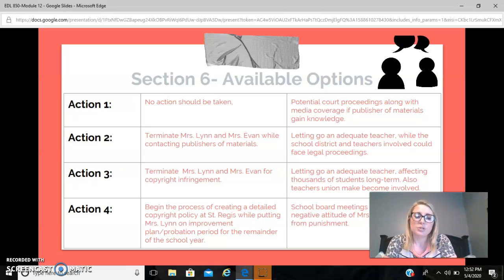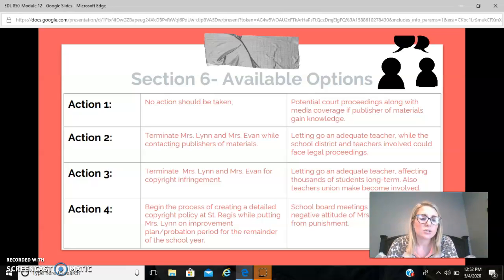Action 2 would be to terminate Miss Lynn and Miss Evans for their actions, as well as contacting the publisher of the material. This could lead to letting go of 2 adequate teachers without the proper knowledge, while the school district and other teachers could face legal proceedings based on this copyright infringement.